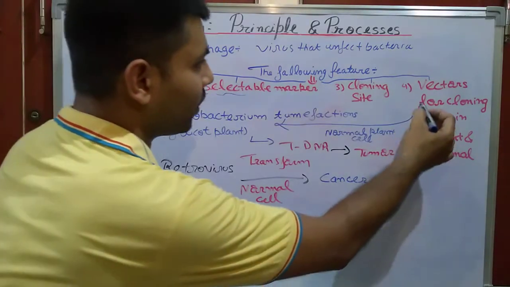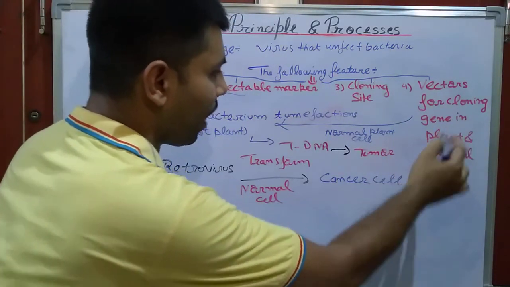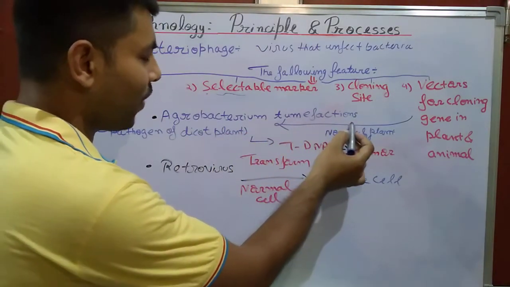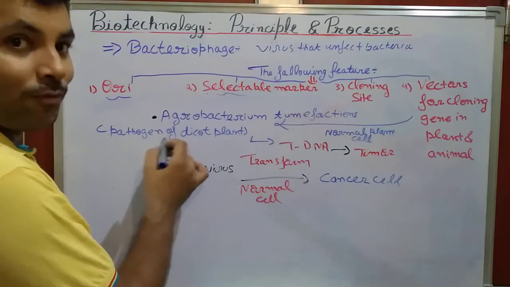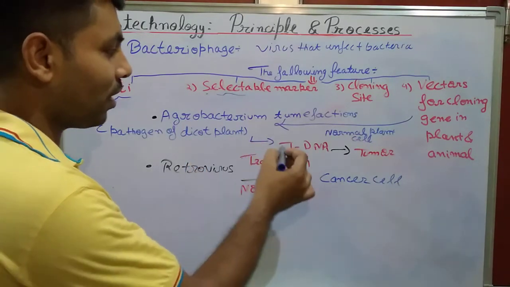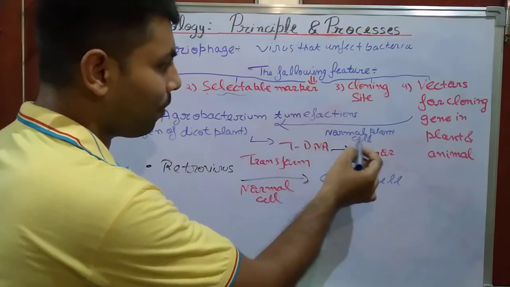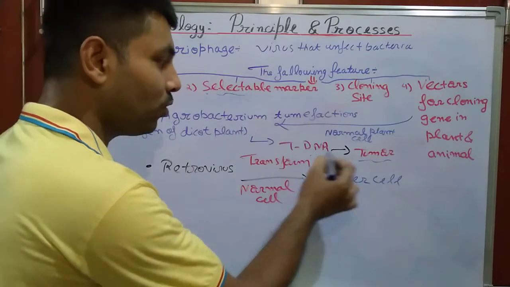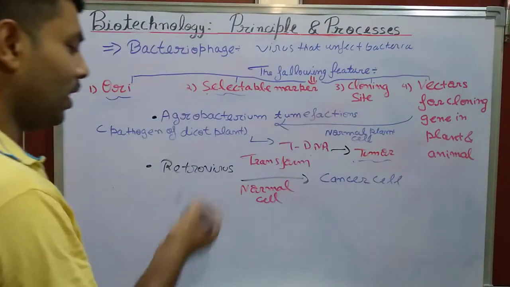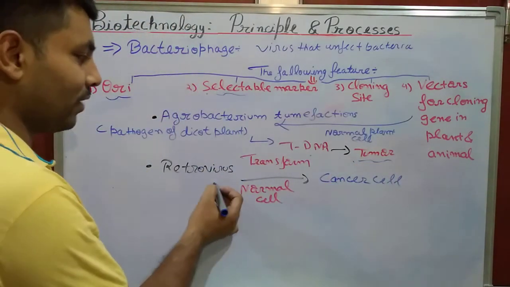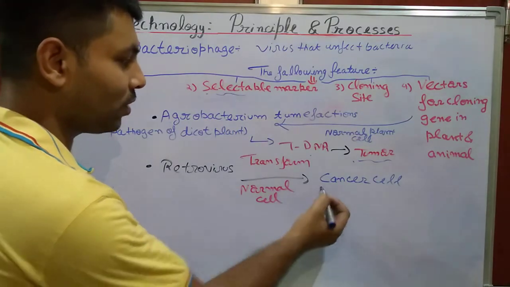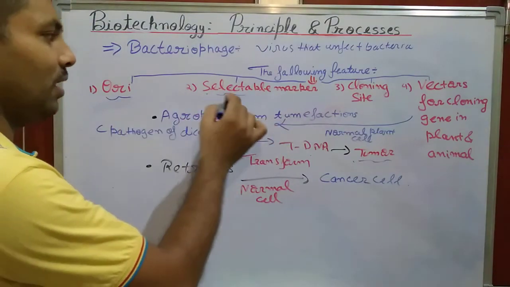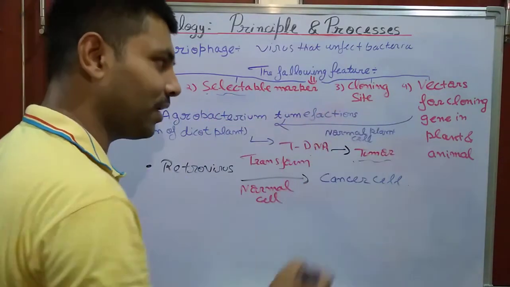Now see the fourth point, vectors for cloning genes in plants and animals. Okay, see Agrobacterium tumefaciens. It is basically a pathogen of dicot plants. It transfers T-DNA and transforms normal plant cells into tumor cells. From T-DNA to tumor. Now see, in animals, retrovirus basically transforms normal cells into cancer cells. It is now clear. All four points: ORI, selectable marker, cloning site, vector.